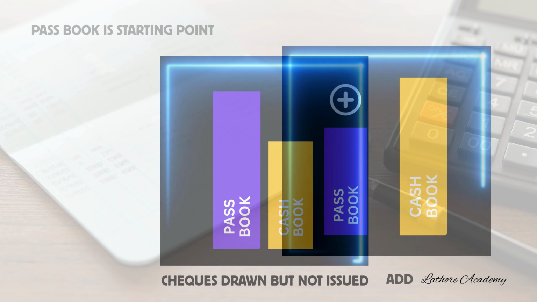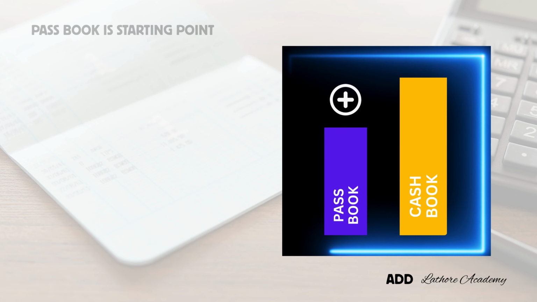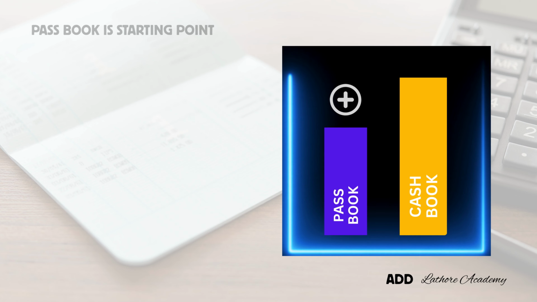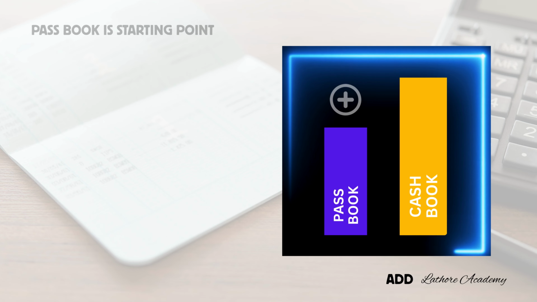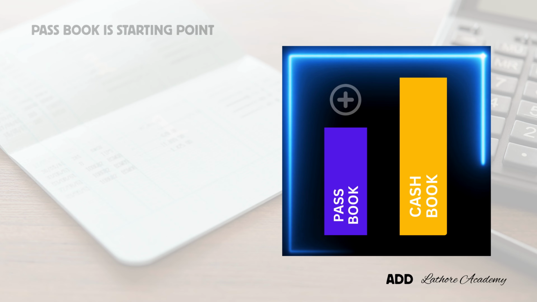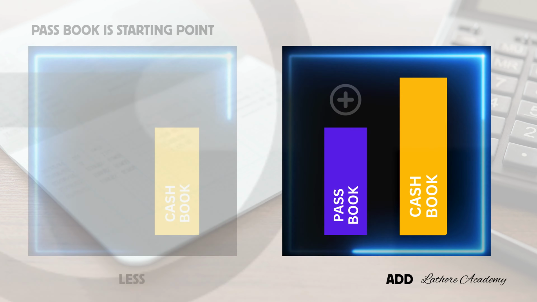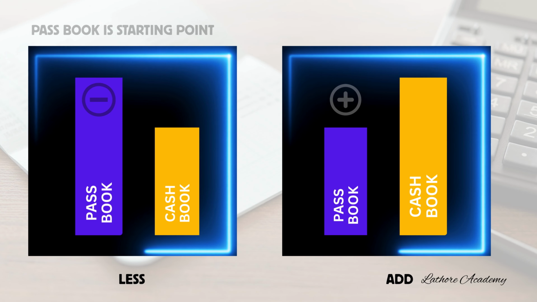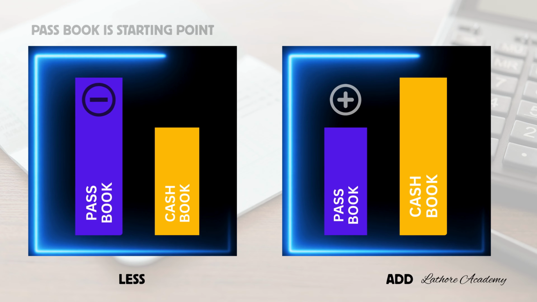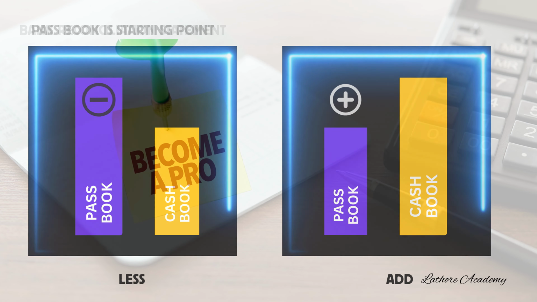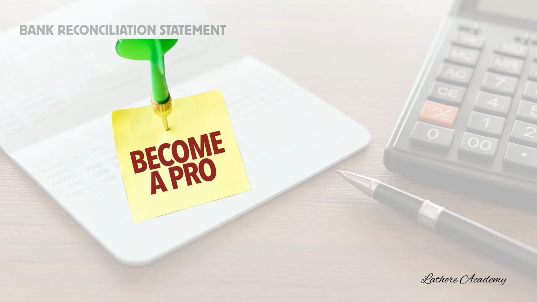Students, remember, when starting from the passbook balance, we are working towards the cash book balance. The key is understanding that we add amounts when the cash book balance is higher than the passbook balance and subtract when it is lower. Each adjustment has a logical explanation based on the timing difference, recording difference or errors, transactions recorded in only one book.